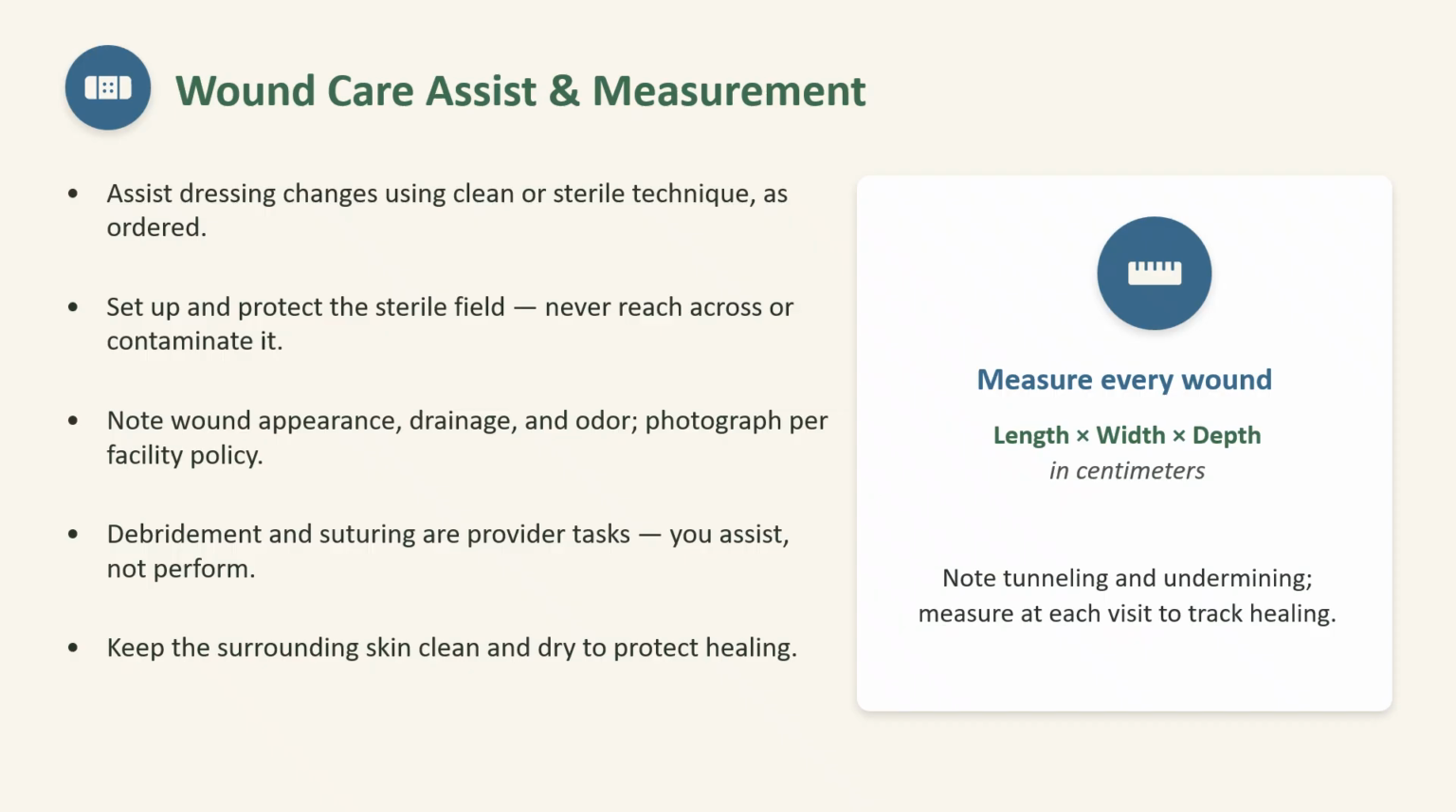Then measurement on the right. Every wound gets measured the same way, length by width by depth in centimeters. Check for tunneling, where the wound bores in one direction, and undermining, where it extends under the skin edges. Measure at each visit so the trend shows whether the wound is healing or getting worse. And know your limits. Debridement, which is removing dead tissue, and suturing, those are both provider procedures. You can assist and prepare, but you don't perform them.